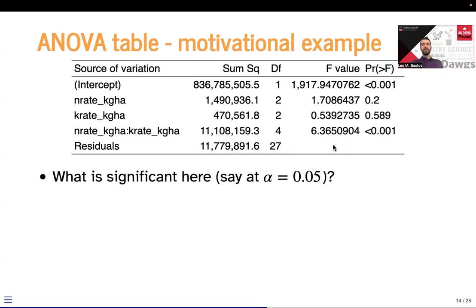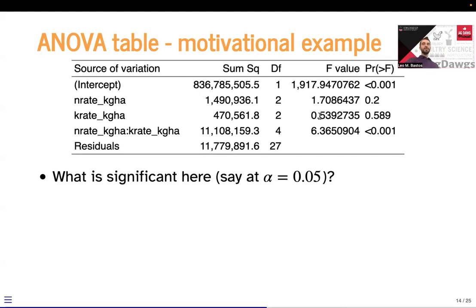So let's hypothesize here that everything was significant. So interaction and main effects. This is the interaction, and the main effects are N rate by itself and potassium rate by itself. If everything was significant, including the interaction, we should only look at the interaction effect. Because if the interaction is significant, it's telling you that if you look at the main effects alone, they're not going to tell you the whole story, right? You're going to be missing something.